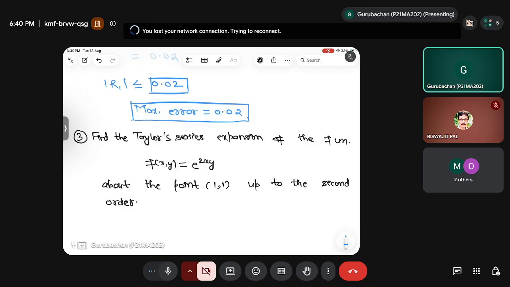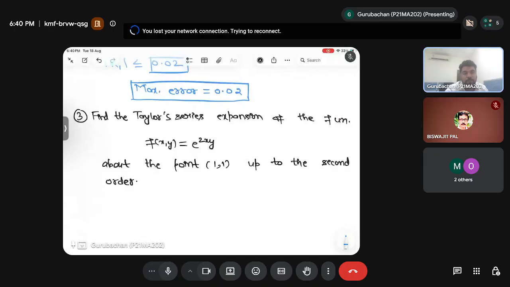Any answers? I hope I am audible. Yes, sir. So what's your answer? In terms of xy, sir. Yes, in terms of xy. Whatever I am getting is e square into something, okay? Tell me what's that? I have taken e square common. So what's your answer exactly?